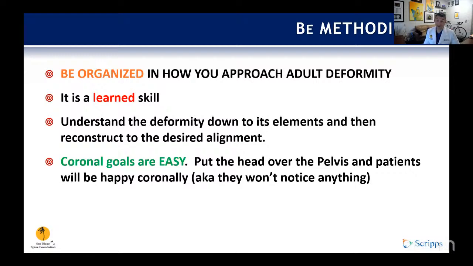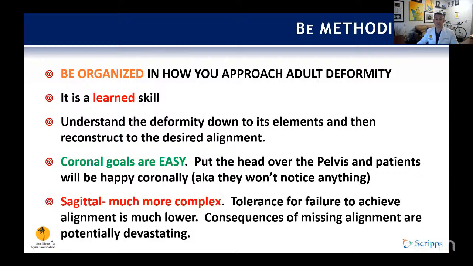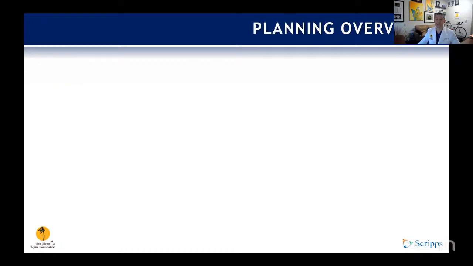Again, coronally, it's pretty easy. Like at the end of the day, patients don't care as long as their head is over their pelvis. Even if their spine is curved in the middle of it, if they're standing upright and balanced, they're pretty darn happy. The sagittal plane gets more complex because the tolerance for failure is lower. And so we have to be a lot more spot on in the sagittal plane than we do in the other planes. And the consequences are potentially devastating.